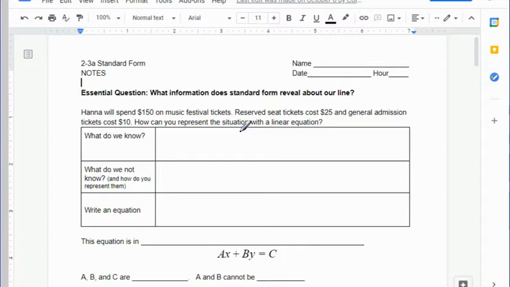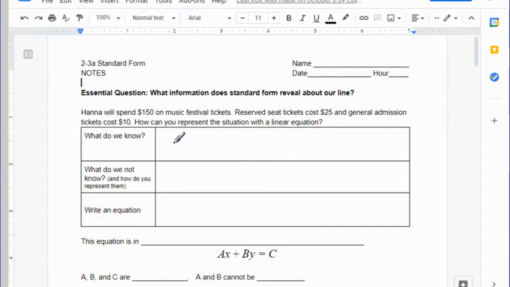Hannah will spend $150 on music festival tickets. Reserved seat tickets cost $25 and general admission tickets cost $10. How can you represent this equation with a linear equation? So first of all, the word linear right here, that means we're wanting a line. Every equation that we've done so far, we get a line from. So linear means line. The first 4 letters of it are line.